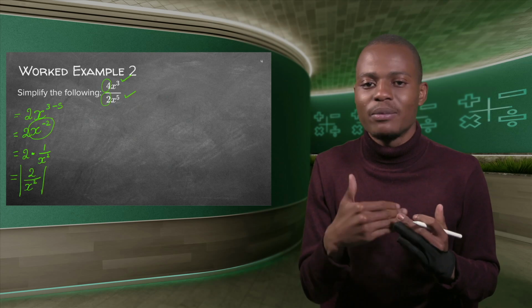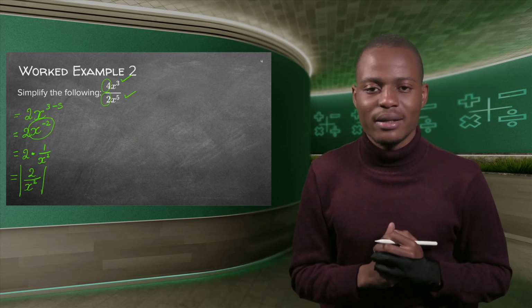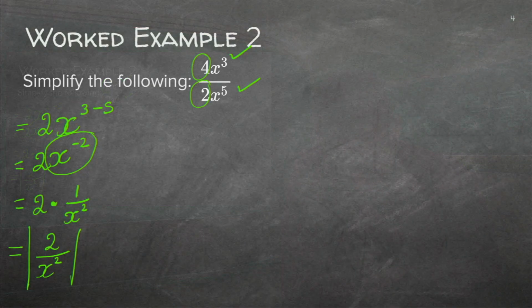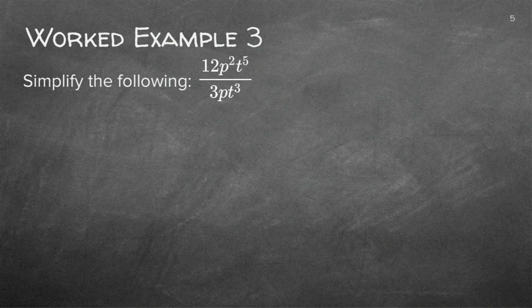If it was a denominator, it means it must be a numerator. Okay. Now let's do one more example. And guys, please, I hope you're using your pen and paper to first do these examples and then come back and check if your answers are correct. So how do we simplify this one?